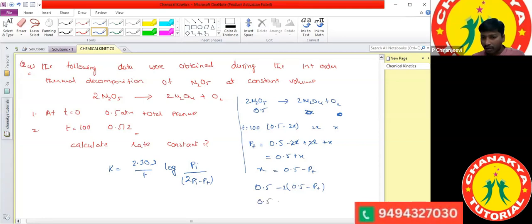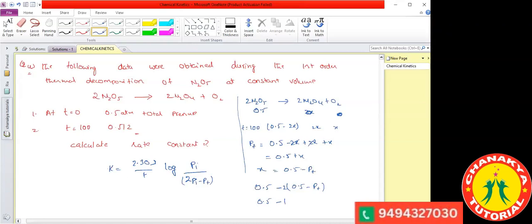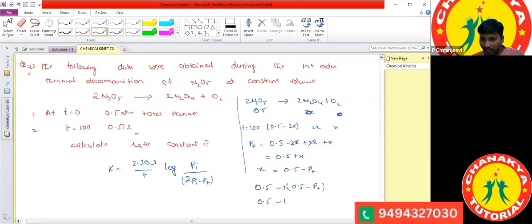0.5 minus 2, so minus 2 means you will get minus 1 only, na? 1 minus Pt. 1 minus 2 Pt, sir. One second. Here I wrote the formula wrong.